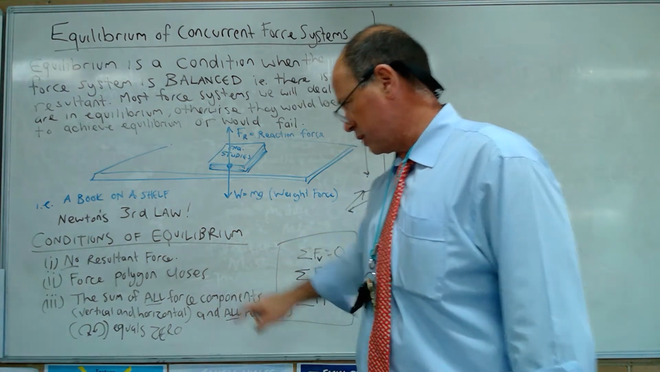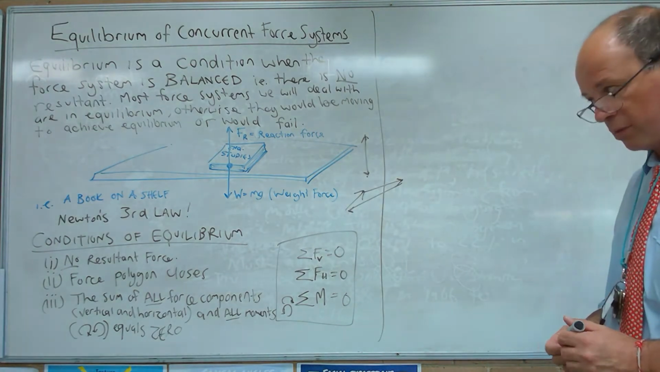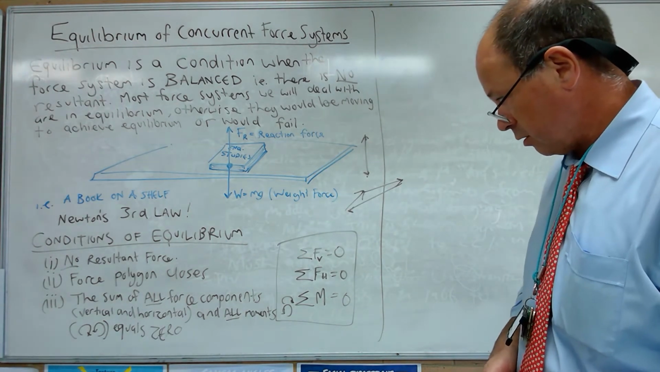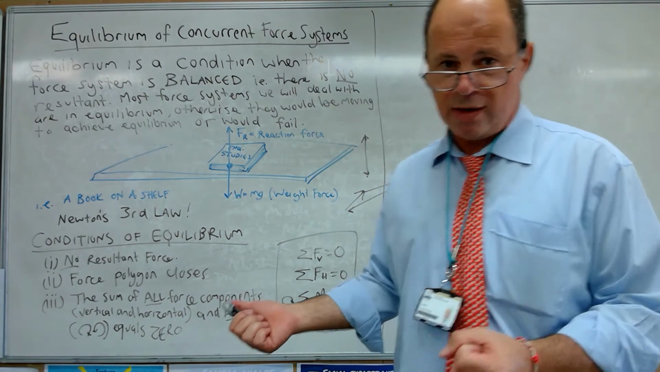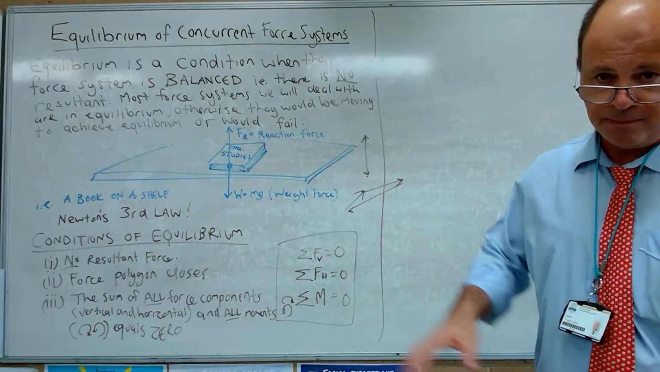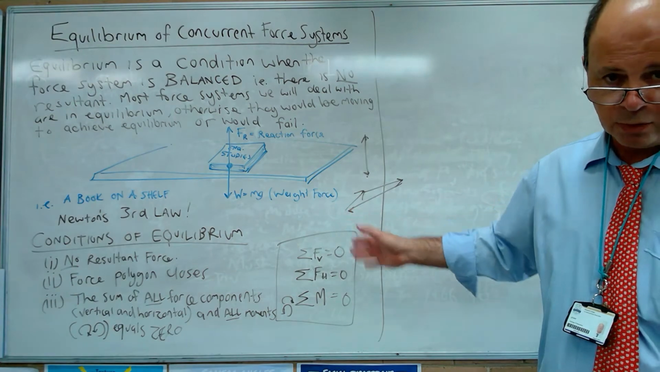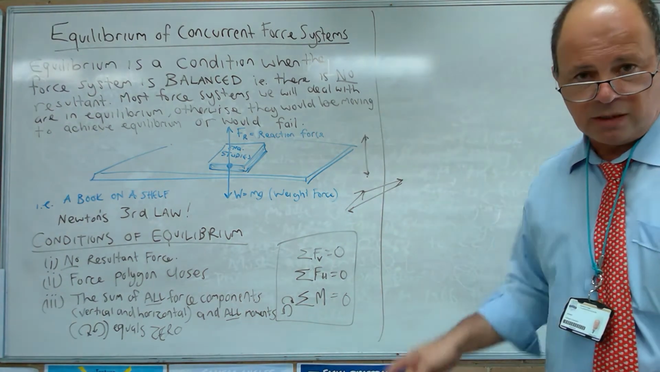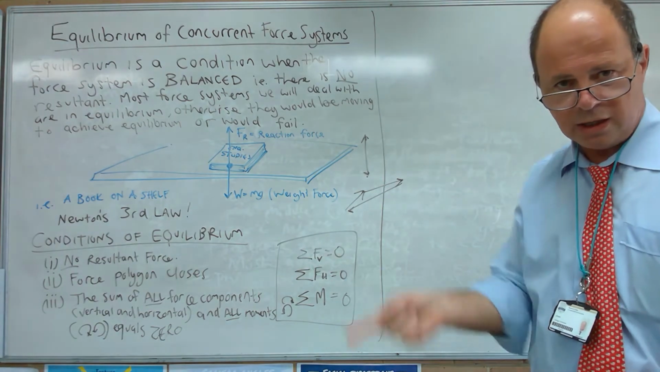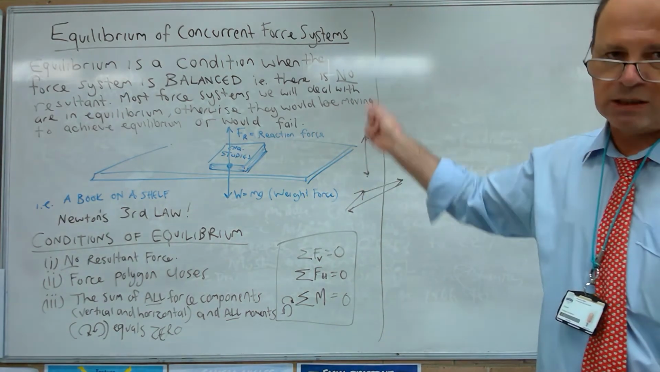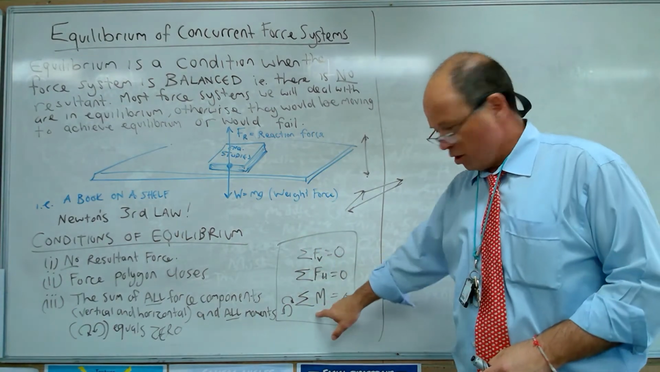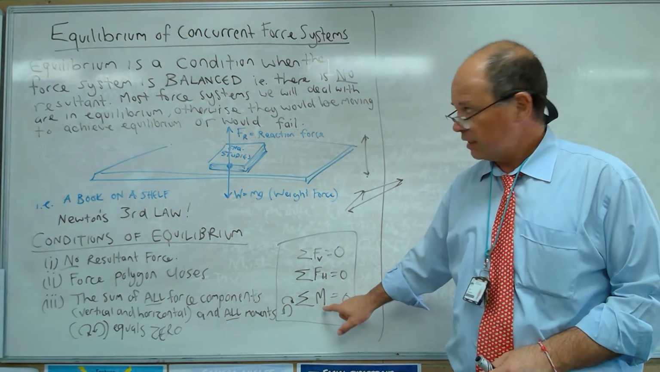So the force polygon closes, and the sum of all the force components, vertical and horizontal, is equal to 0, and the sum of moments is equal to 0. Now we haven't done moments yet, but when we do, you will have to understand that the system's in equilibrium. The moments that are making something spin clockwise are going to be equal to the moments that make it spin anti-clockwise.